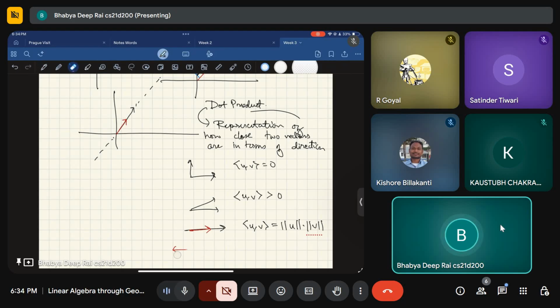So the dot product geometrically measures how close the vectors are in terms of direction. Note, in terms of direction only, not in terms of magnitude.